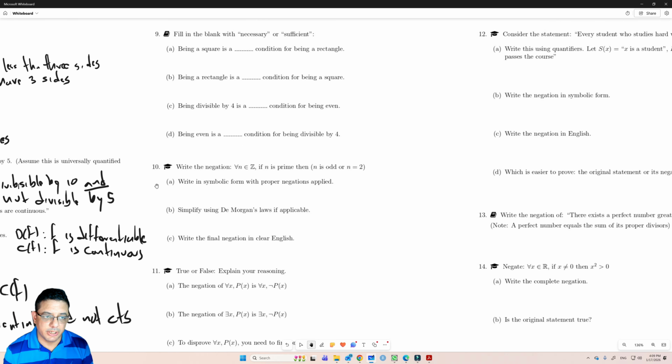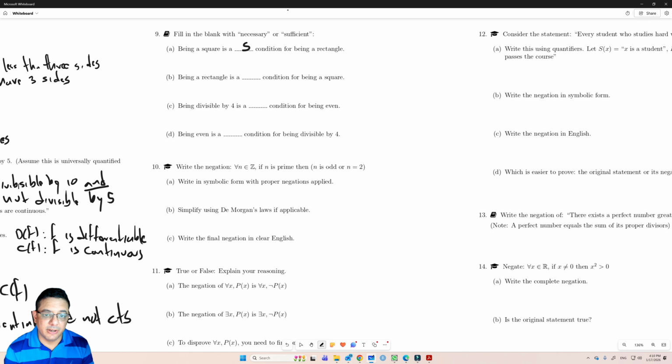Now let's move to question 9. In question 9, we're checking once again for statements that can be necessary or sufficient. So we're just going to check those. Being a square is a condition for being a rectangle. And of course, this is a sufficient condition. I'm just going to write S for sufficient, and N for necessary. So this is a sufficient condition. Notice that a square is indeed a rectangle, so it is just enough.